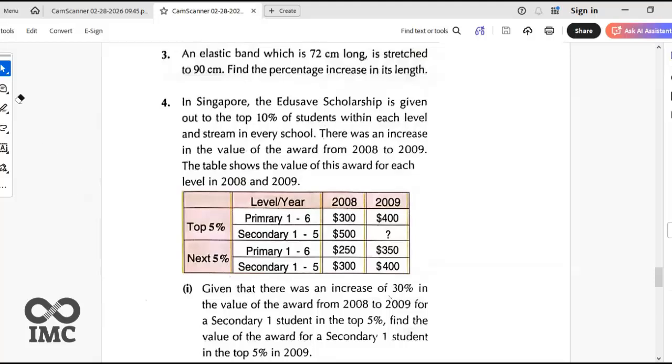Now, question number 3. Question number 3 says an elastic band which is 72 centimeter long is stretched to 90 centimeter. Find the percentage increase. So we can see that the original length was 72 and after stretching the band it is 90. So what is the increase? Percentage increase will be the difference from the updated to the original.